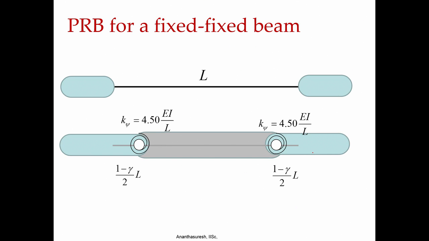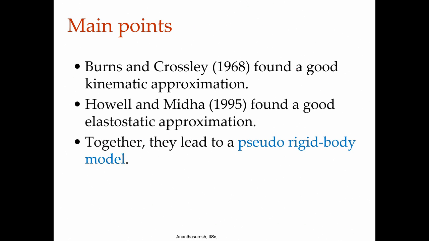And they have extended this pseudo rigid body model not only for the cantilever beam, but also for the fixed beam. When I have fixed and fixed end, this is fixed here as well as here, you can approximate like this, and for many other situations which we will consider in the next lecture. Just to summarize, Burns and Crossley found a very good approximation for the kinematics, and Howell and Midha found a very good approximation for the elastostatics, and both of them put together lead to this pseudo rigid body model, which we will discuss in the next lecture in a little more detail.